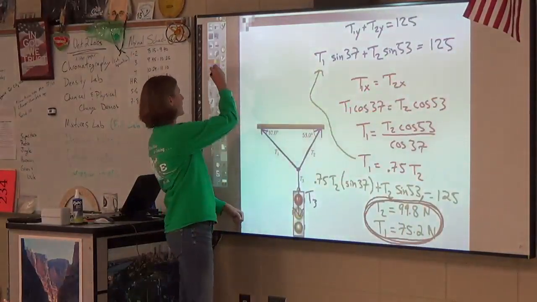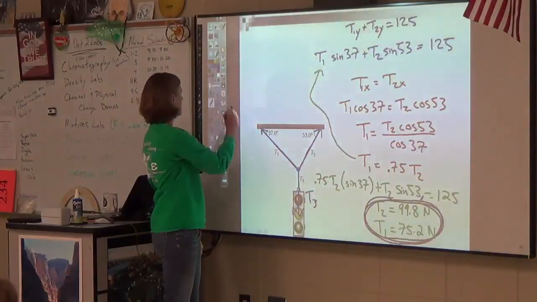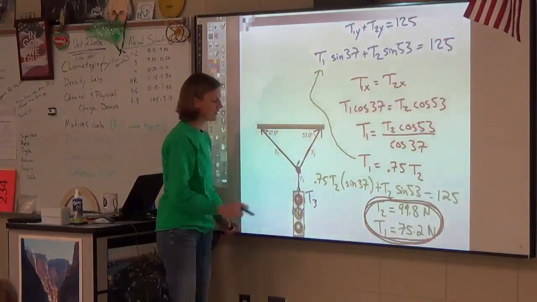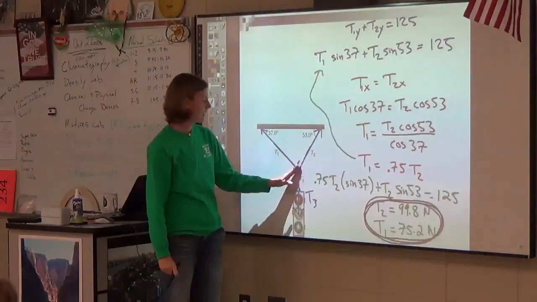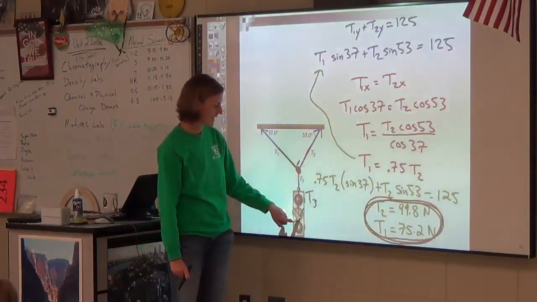Then we drew a free body diagram, which is sort of what I got going on right now. Come on, give me pink. For this spot right here, I've got tension 2 going that way, tension 1 going this way, and tension 3 pulling it straight down.